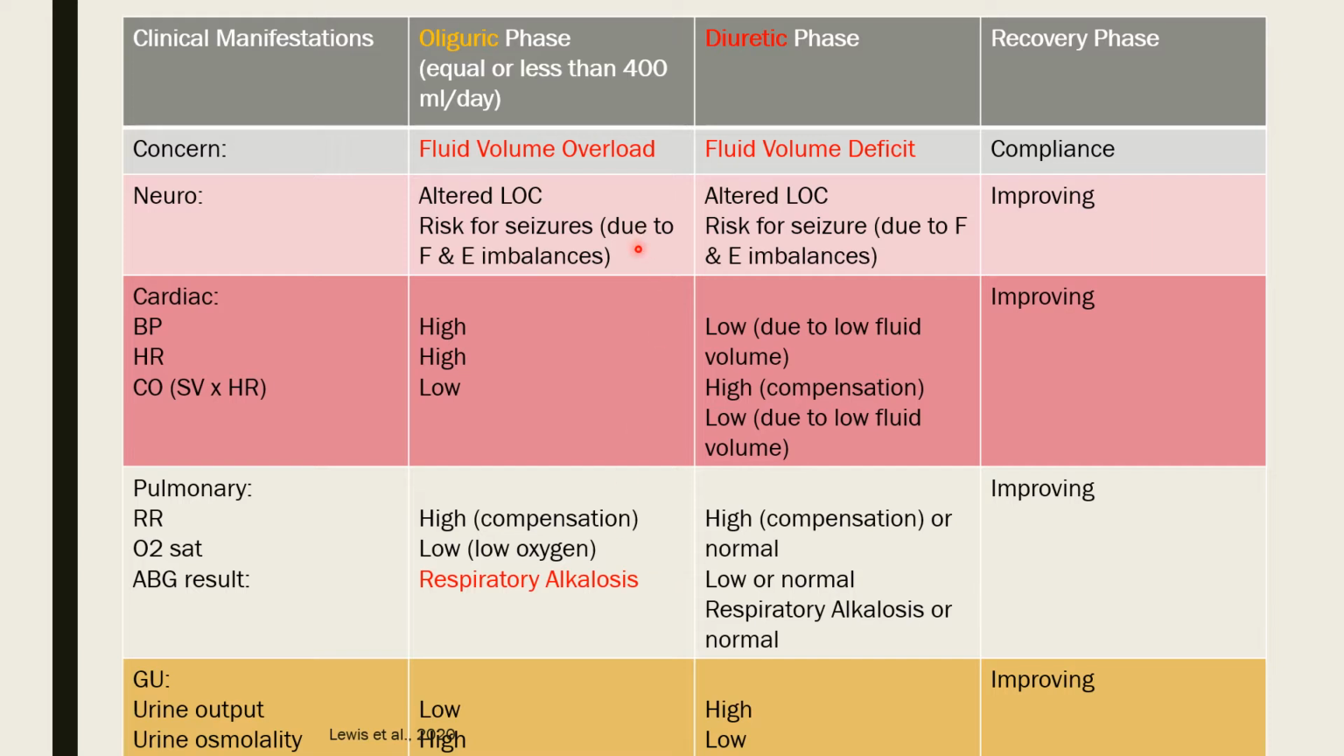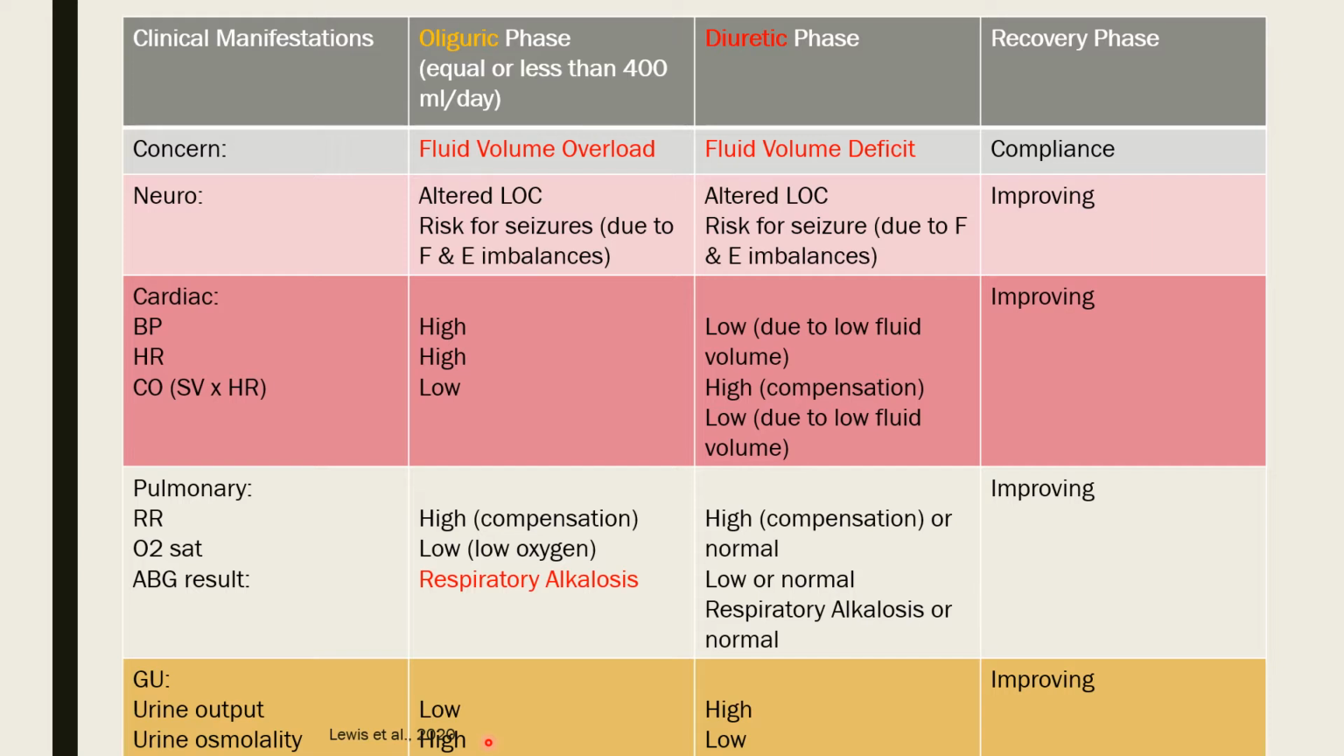Now, when you look at their mentation, since the oxygenation is very poor, your patient will have altered level of consciousness. When you say altered, it means that your patient might be confused, combative, and there is a risk for seizures, because if the body is accumulating so much fluids, your patient will have fluid and electrolyte imbalances. Okay? Now, when you check their urine output, remember, we're talking about oliguric. So urine output is low, but the concentration is high. So when you check the osmolality and the specific gravity of this patient's urine, they're high.